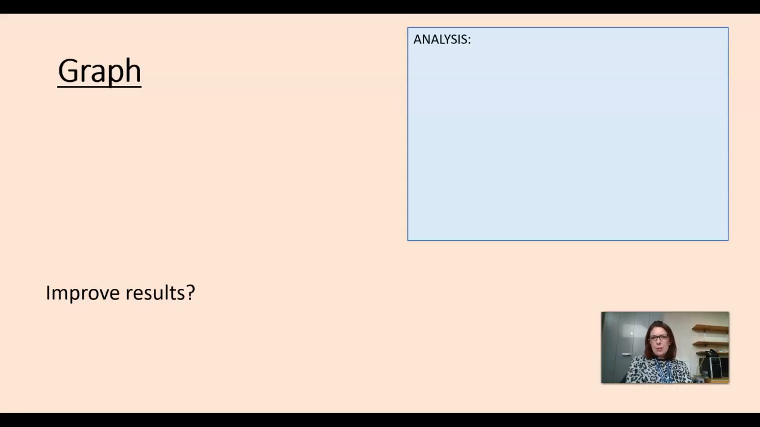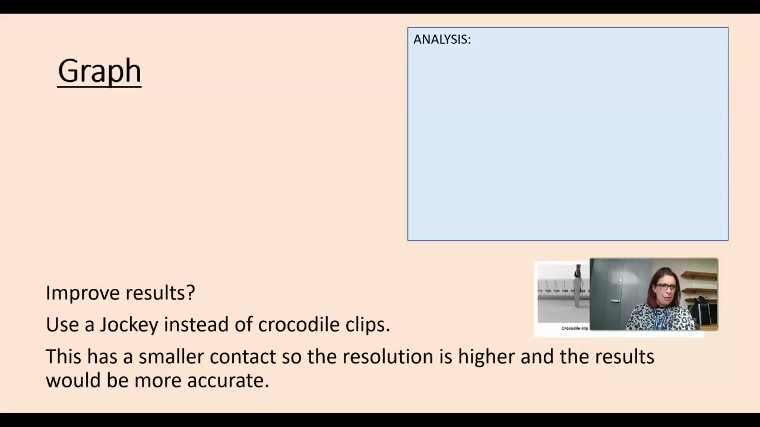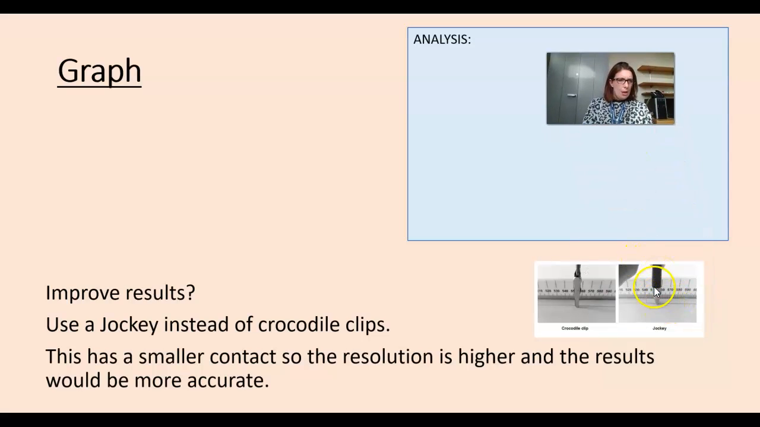We also talked about how to improve our results. So you can use a jockey instead of crocodile clips. We use crocodile clips, but they're quite wide. A jockey is like a thin point if you look here. So if you use a jockey, you can get a much smaller area on the wire, so you get a more precise reading of your length. So the resolution is higher and the results would be more accurate.